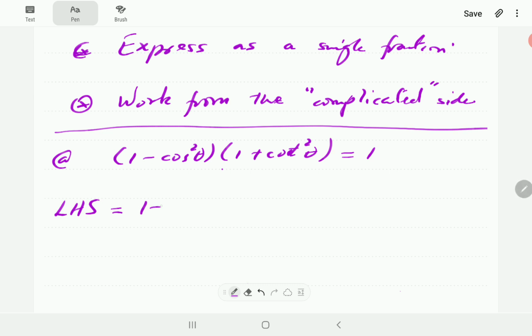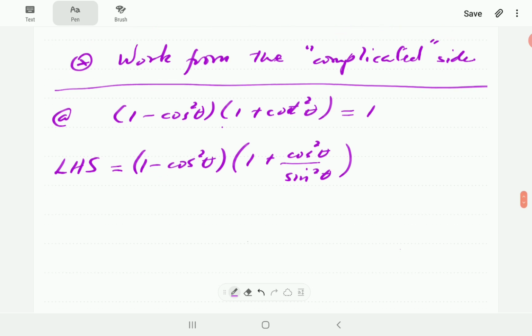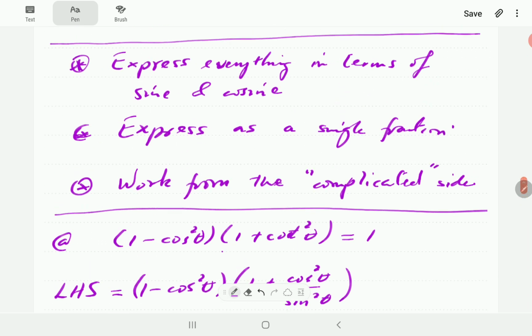So we have 1 minus cosine squared theta times 1 plus cotangent squared theta. Cotangent is the reciprocal of tangent. Tangent is sine over cos, so cotangent is going to be cos over sine, so cotangent squared is cos squared theta over sine squared theta. Then 1 minus cosine squared theta.